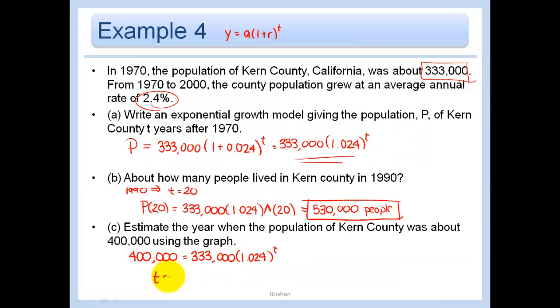So since we get t is about 7.73, well, what year would that be in? 7 point anything would already be in your 8th year, right? So it says estimate the year when it happened. It would have happened in 1978. Again, because it's 7 point something, it means you're already in your 8th year.